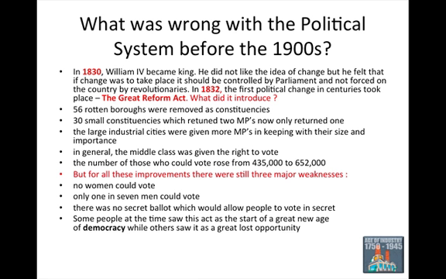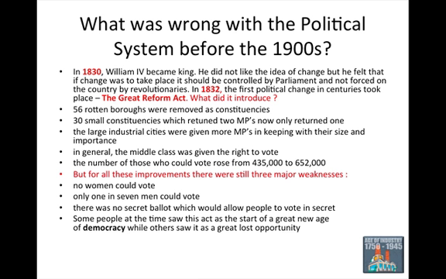What did it introduce? Well, it got rid of the places which sent MPs to Parliament when no one lived there anymore. The 56 rotten boroughs were removed. 30 small constituencies which returned 2 MPs now only returned 1. Newly large cities were given more MPs in keeping with their size. And in general, more middle-class people got the chance to vote. The number of voters in Britain rose from 435,000 to 652,000.